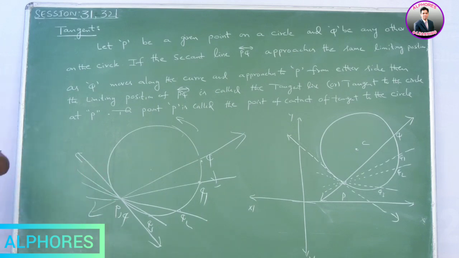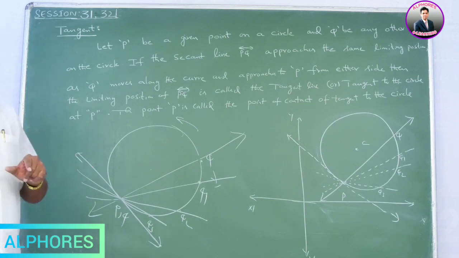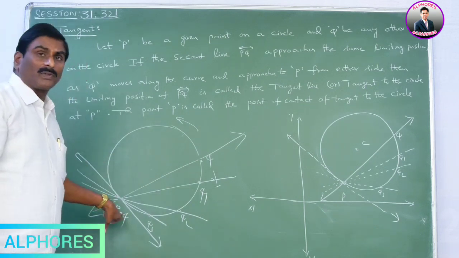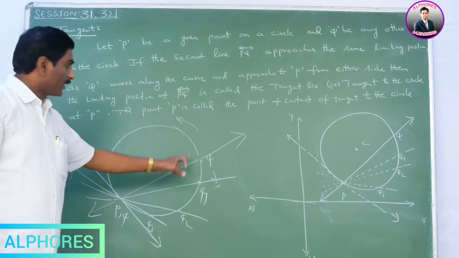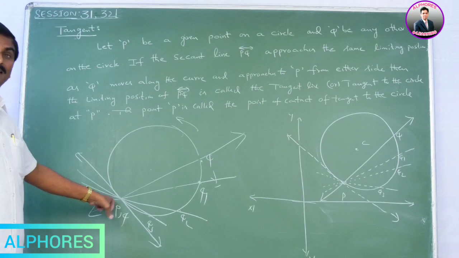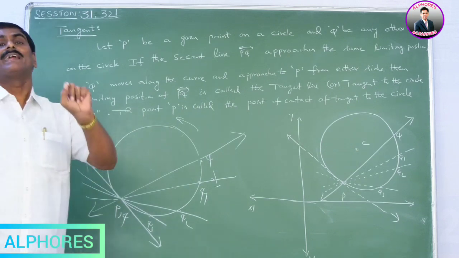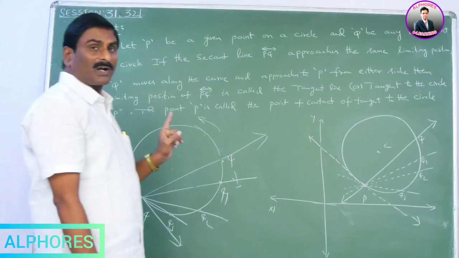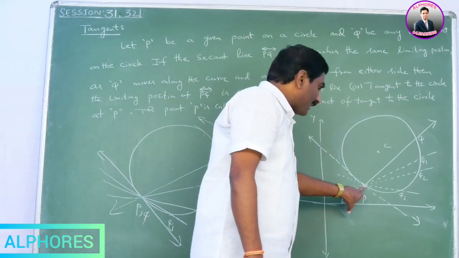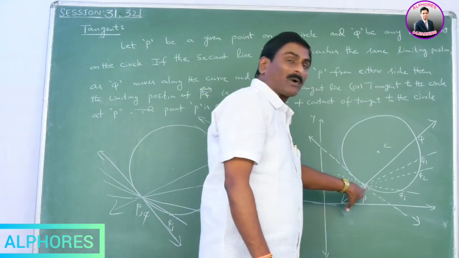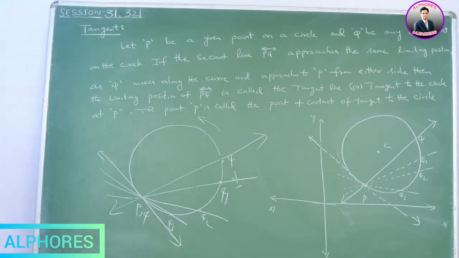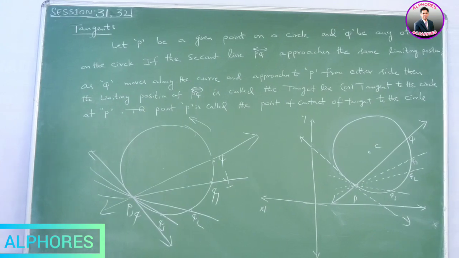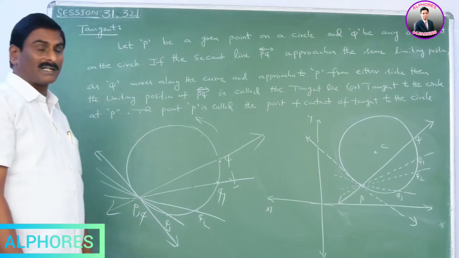Let P, Q be two different points on the circle. P is one point and Q is another point, and these two are different. If the point Q approaches P, either side of the curve, this side or this side, then the secant line is said to be simply a tangent. The common point P is said to be the point of contact. Okay, please note the diagram.